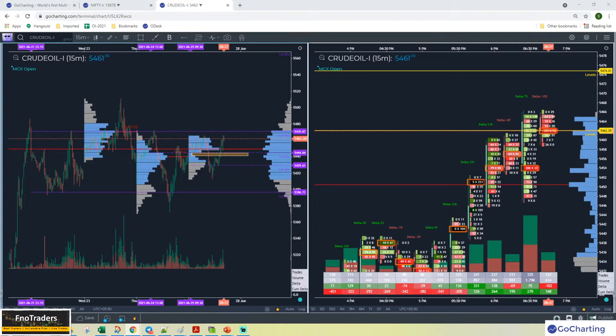Ramesh, yes, why not? But you have to be mindful. Crude is a global commodity, so there can be overnight events. It's there with Nifty and Bank Nifty also, but yes, definitely, why not swing trades? Definitely.